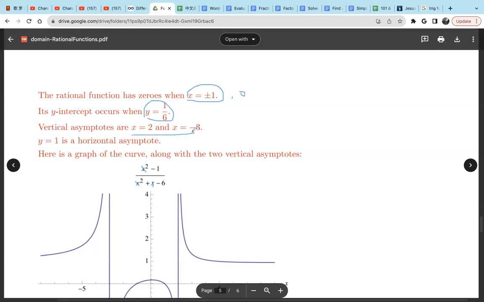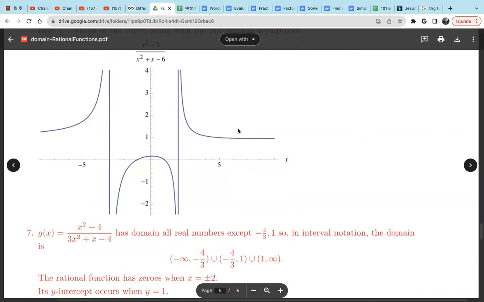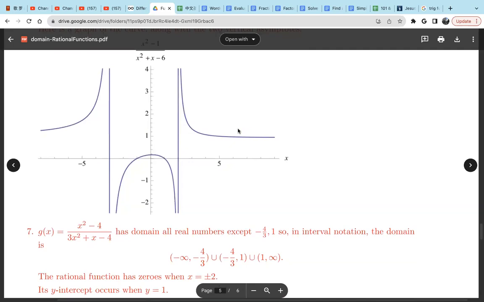Vertical asymptotes come from the domain, right? 2 is not in the domain, -3 is not in the domain. The 2 vertical asymptotes are x equals 2, x equals -3. Horizontal asymptotes come from the leading terms. So x squared divided by x squared is 1. So with all this information, we can sketch again. So I have 3 pieces.